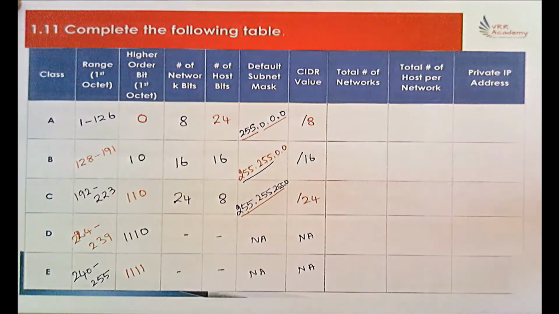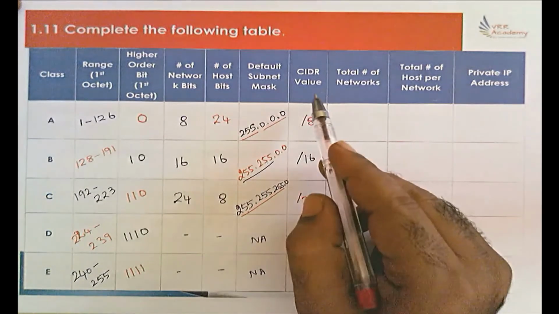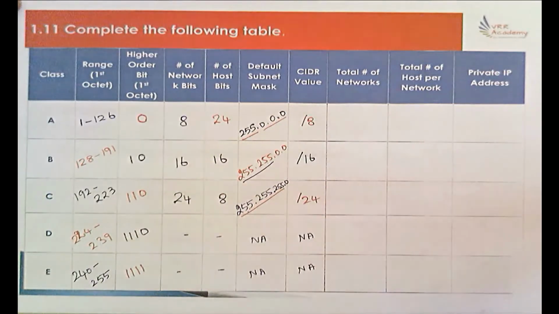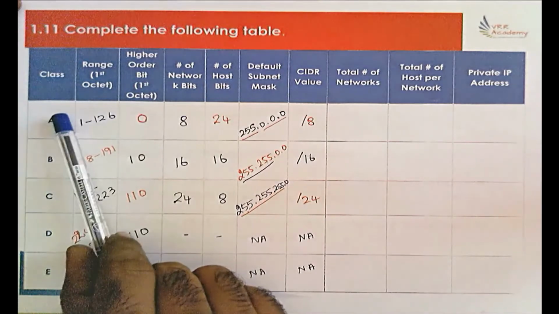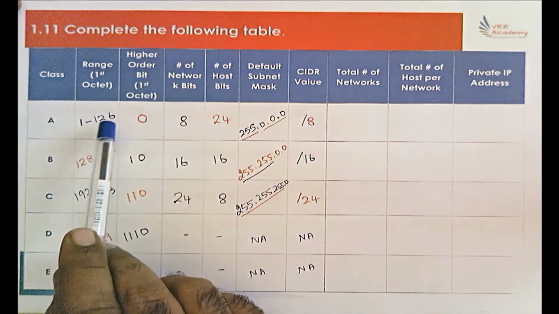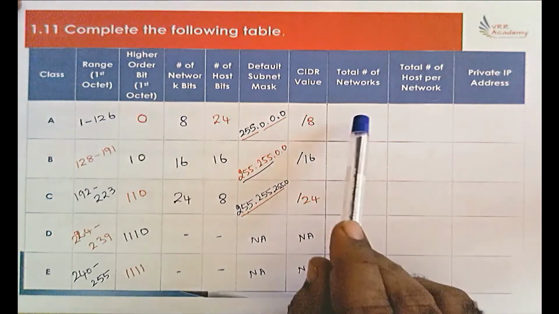Up to this we have completed. Up to the CIDR value we finished. Then moving on to the next one, total number of networks. How many networks are available in class A? Class A, it is very clear. You can see from 1 to 126. So 126 different networks are available here.